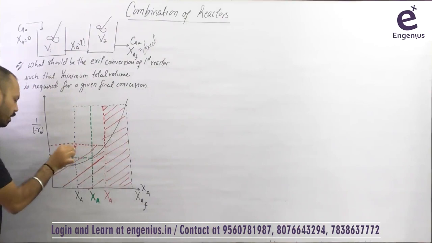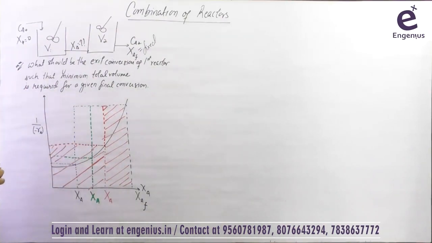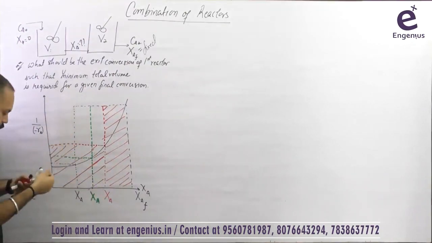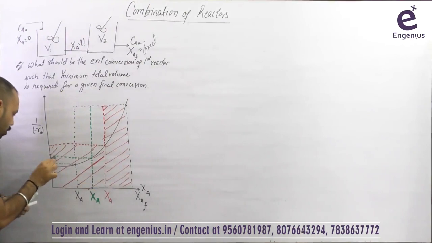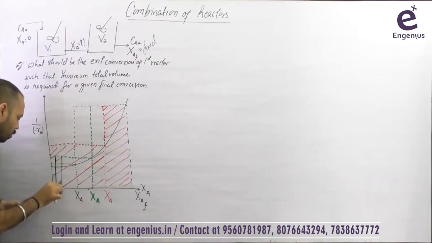You can make three different graphs. That is not a problem. But I wanted to compare the things. Okay, that is for the red intermediate conversion. But if the intermediate conversion is at this green value, then your area should be this. The green lines.